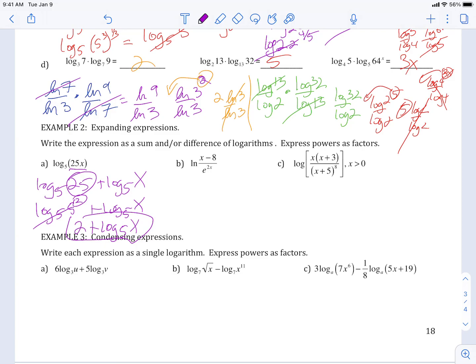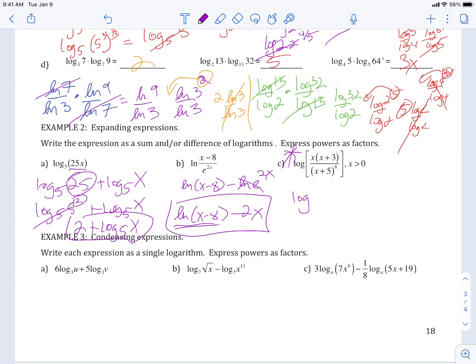Over here, natural log of x minus 8 minus natural log of e to the 2x. Remember, these are the same, so this becomes natural log of x minus 8 minus 2x. And I know it's tempting to combine them, but you can't. You can't separate the natural log from that. And then again, you're going to see something just like this on the test. A lot of separation here.